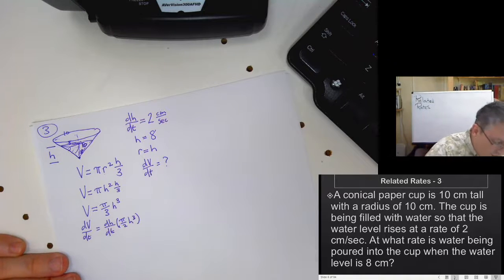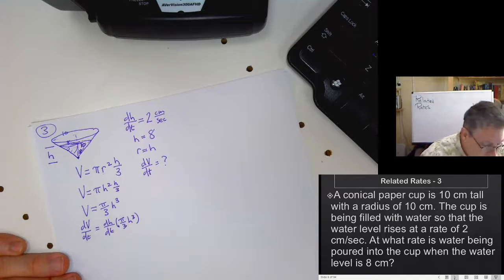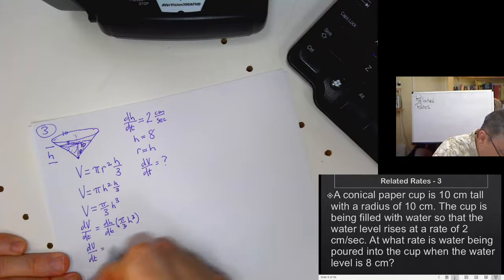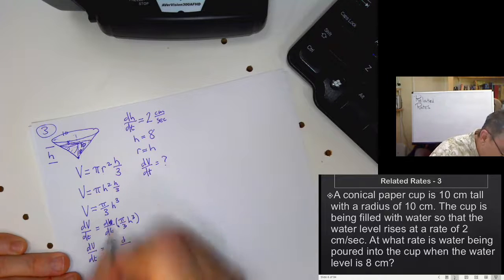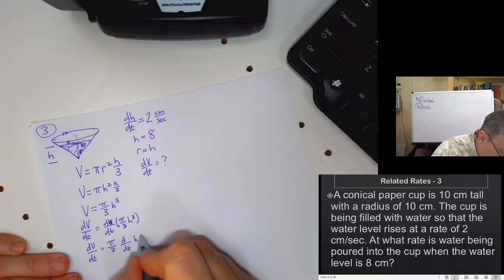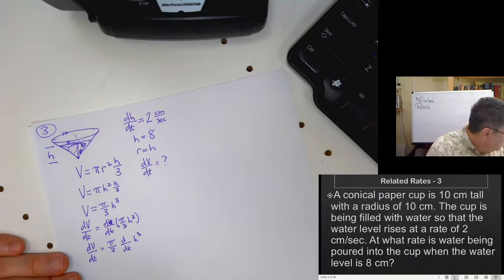All right. Pi over 3 is a constant, so we can pull that outside. So that's going to be pi over 3, and then d/dt of h cubed. Okay, you with me there?